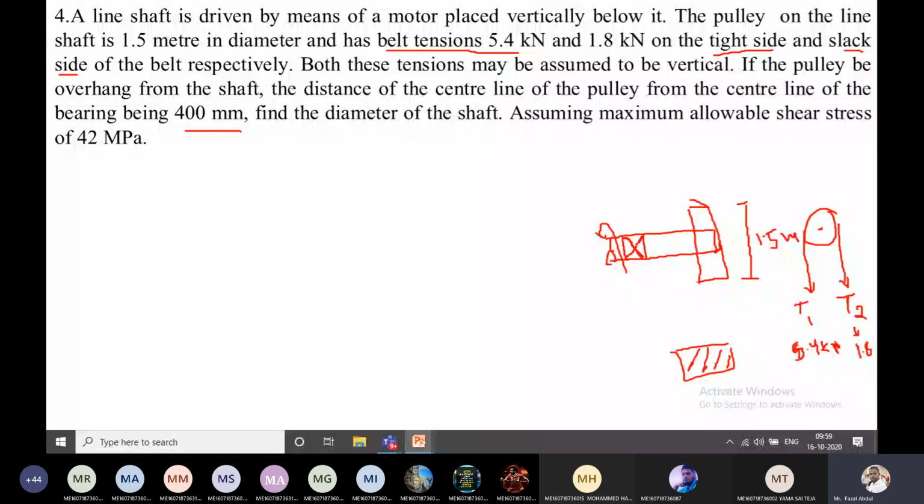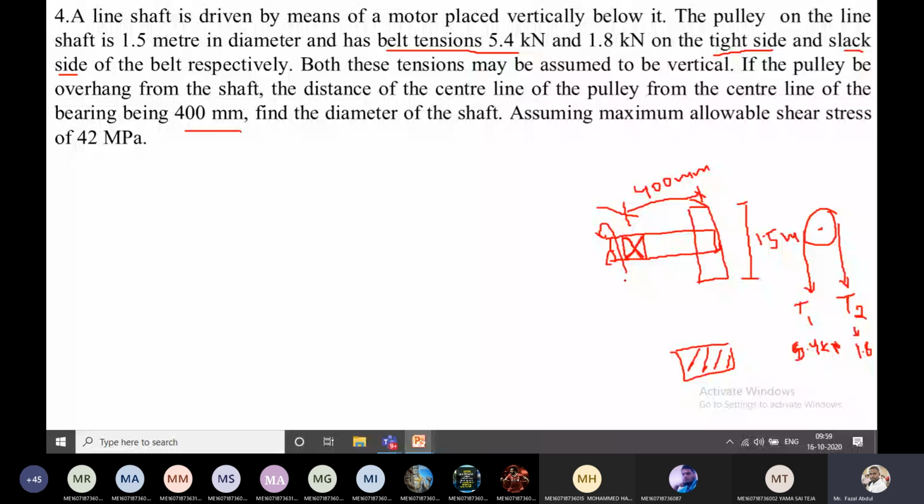Now the question is asking to calculate the diameter. What is the diameter of the shaft D? That is the question, but what we are discussing in this unit is the design of shaft. Design of shaft is nothing but determining the safe dimensions for the shaft, considering the different parameters.